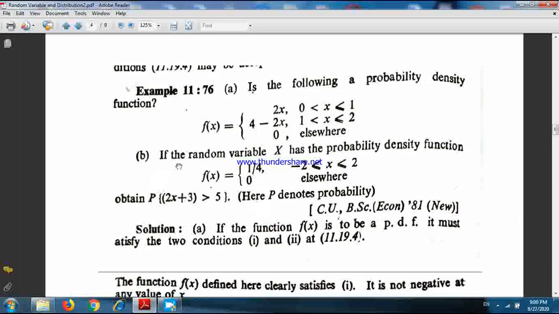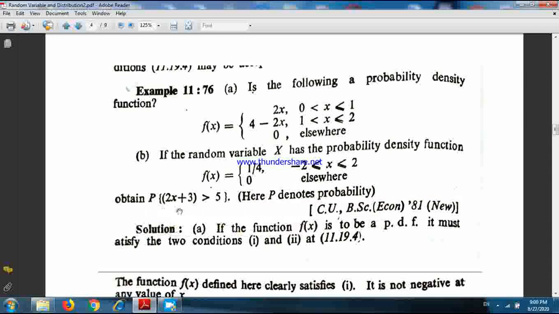Now see the second part. If the random variable X has the PDF f(x) equals 1 upon 4 for the interval minus 2 to plus 2 and 0 elsewhere, that means the function is defined in the interval minus infinity to plus infinity, and out of this entire interval the value of the function in minus infinity to minus 2 is 0. Then minus 2 to plus 2, the functional value is 1 upon 4, and again 2 to infinity, the value is 0.